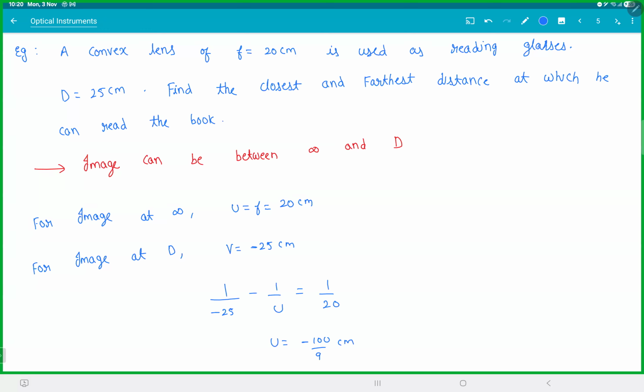When you keep the object at the focal length, you can see the image at infinity. That means the book can be placed anywhere between 20 centimeters and 100 by 9 centimeters. Make sense? That is how you handle these kinds of questions. You go in reverse, you start from the image.